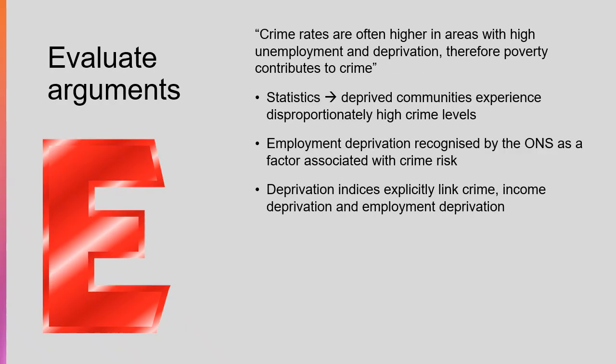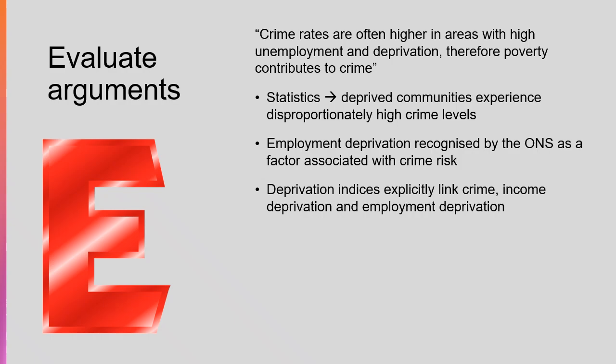In relation to this claim about the relationship between poverty and crime, we might read an argument that crime rates are higher in areas with high unemployment and deprivation, therefore poverty contributes to crime. So in terms of evaluating arguments, we might want to pick apart and check this argument for strong evidence and reasoning. If asserted with supporting evidence, then this might be considered a strong argument.